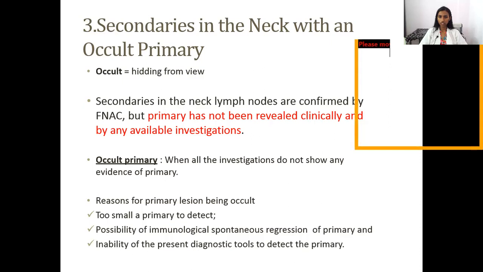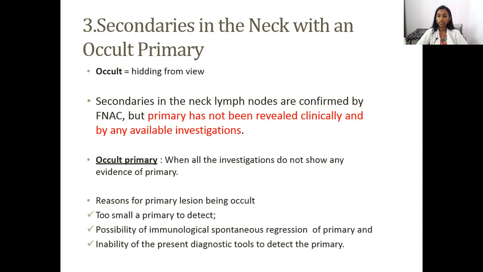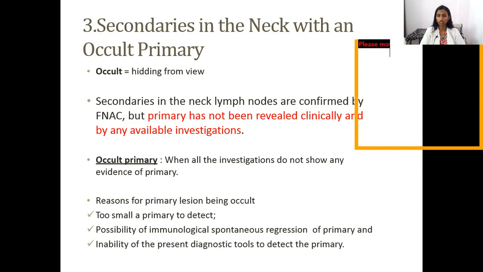So the reasons for the primary lesion being occult. The lesion can be too small to detect, or there are possibilities of immunological spontaneous regression of the primary, or it can be the inability of the present diagnostic tools to detect the primary. I know it's quite rare, but there are possibilities of immunological spontaneous regression of the primary tumor.